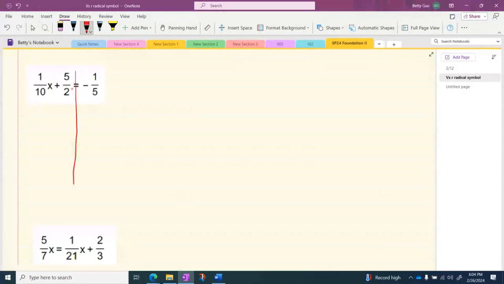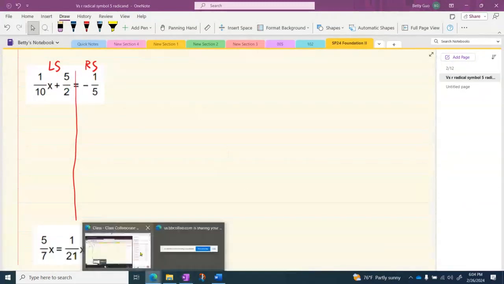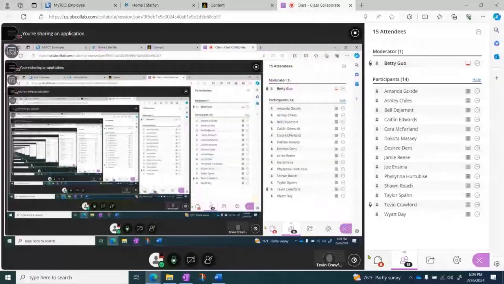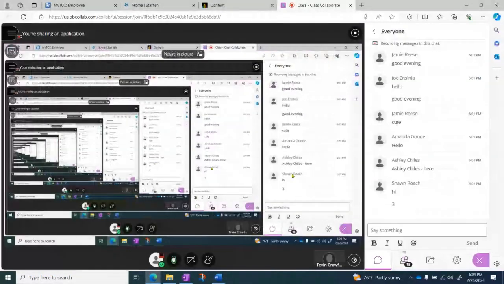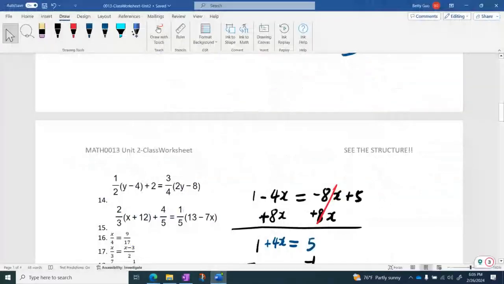I draw a line to separate the left side of the equation and the right side of the equation. Anyone can remind me, or tell me, how many terms are in this equation? 3. Thank you, Sean. Exactly. 3 terms.